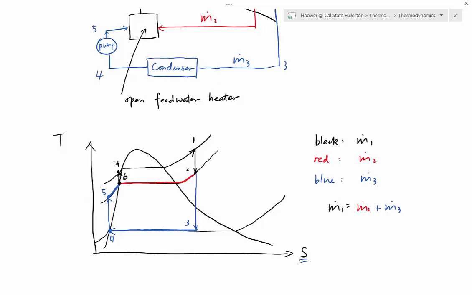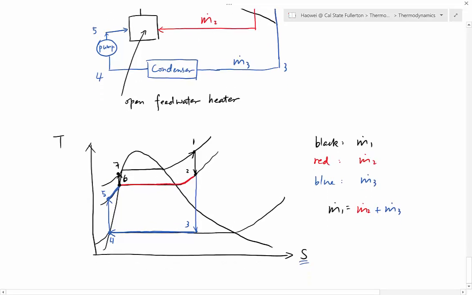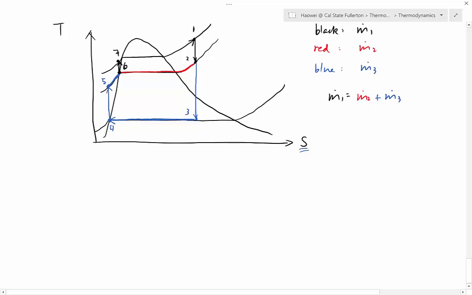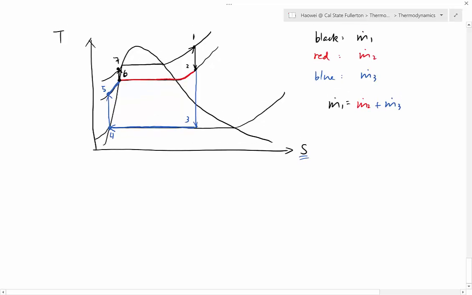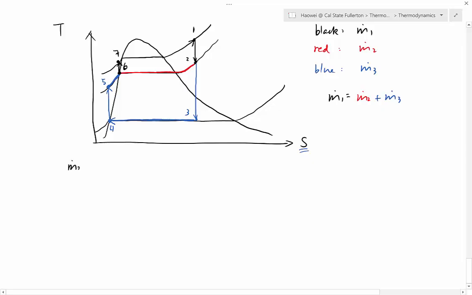Okay, so now we do some mathematical analysis. Why do we prefer this cycle? Why does this cycle give us a high efficiency? Let's take a look. So first of all, because we have so many mass flow rates, we're going to introduce a new parameter that is called y. What is y? It's defined as m dot 2 over m dot 1. We define this ratio as y.